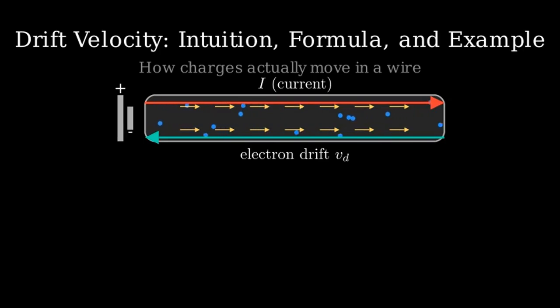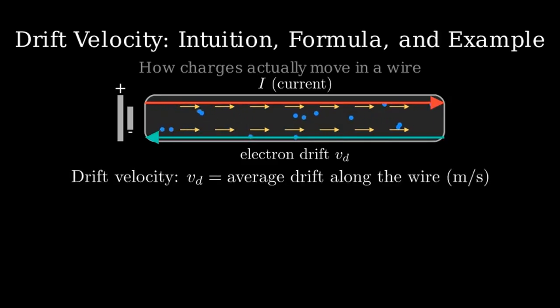Now, what do we mean by drift velocity? Drift velocity, v_d, is the average velocity of charge carriers along the wire due to the electric field. Even though each electron is bouncing around quickly in random directions, the average motion has a tiny net speed. We write v_d equals the average displacement per second along the wire.